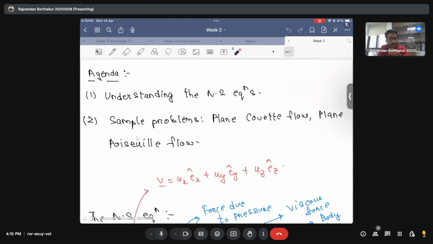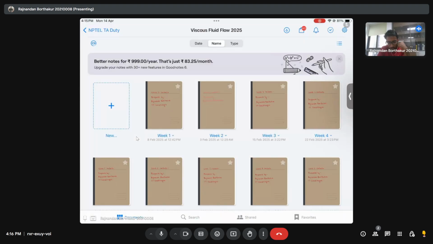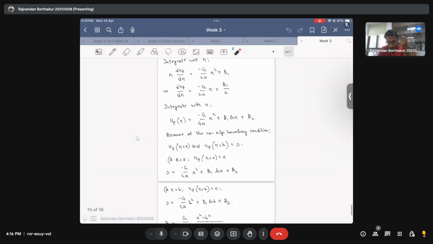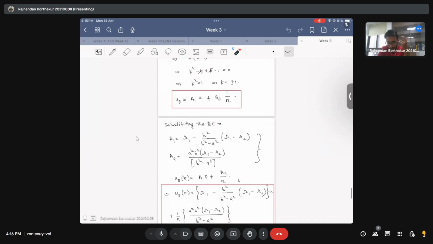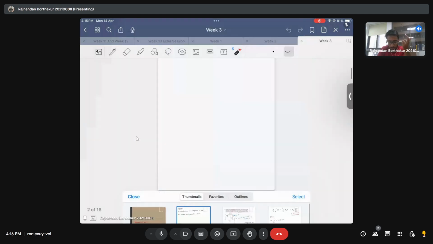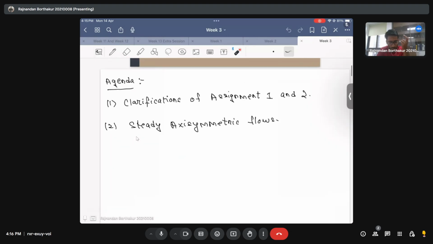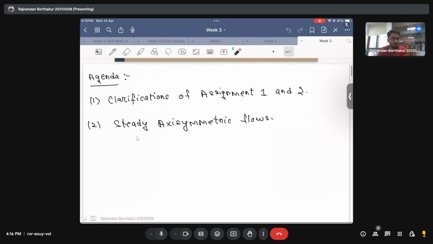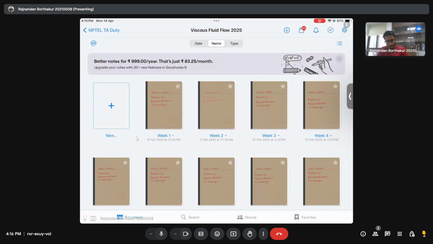Then we looked into some specific cases of the Navier-Stokes equation where analytical treatment was possible. We saw unidirectional flows, for instance plane Couette flow and plane Poiseuille flow. Then in week 3, we looked into another important class of flows, steady axisymmetric flows, for instance flow through pipes and flow through the annulus between two rotating cylinders; Taylor-Couette flows are something that we saw.